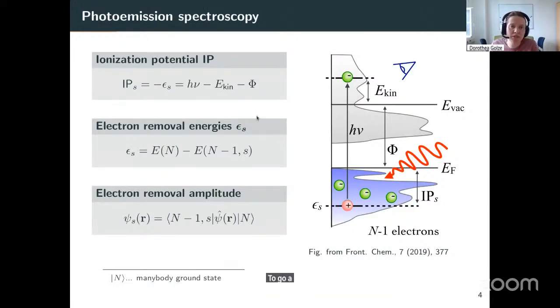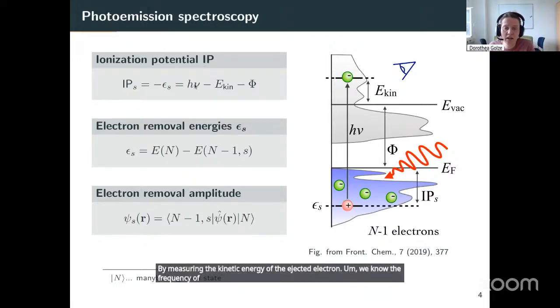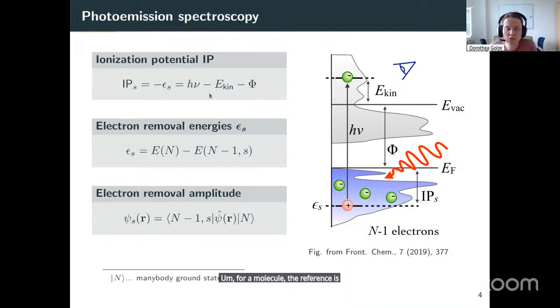To go a little bit more into detail in photoemission spectroscopy, we can get the ionization potential, IP, for a certain state S. It could be, for example, the HOMO of the molecule, by measuring the kinetic energy of the ejected electron. We know the frequency of the light that we were shining on the material or the molecule. For a molecule, the reference is the vacuum level. So if you just take the difference between these two terms, we would already have the ionization potential.